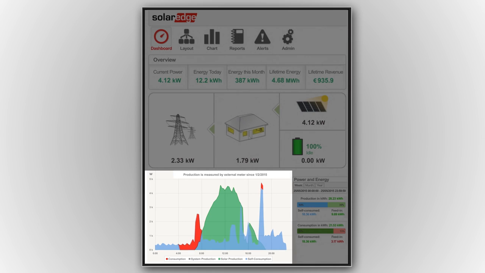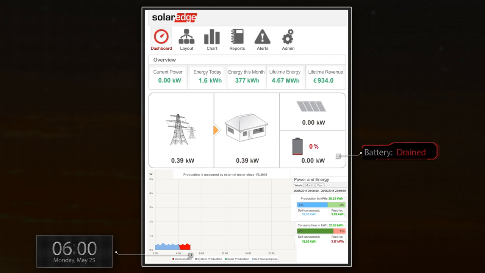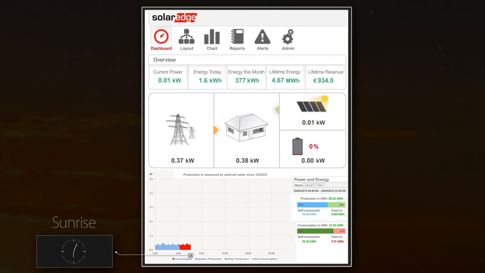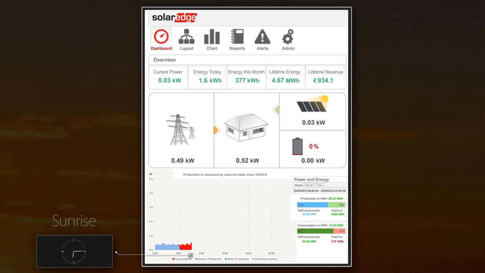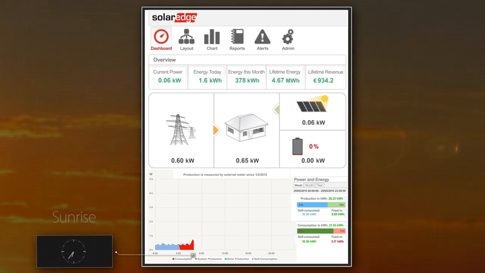The red curve represents the consumption. The PV production curve is green, and blue represents self-consumption. At 6 AM, PV production is 0. The battery is drained after powering the house overnight, and the house load is currently supplied by the grid. As the sun rises, PV production starts to increase, but the grid continues to support the basic house loads.